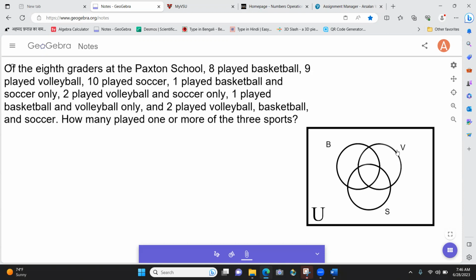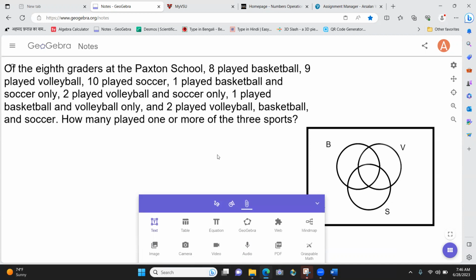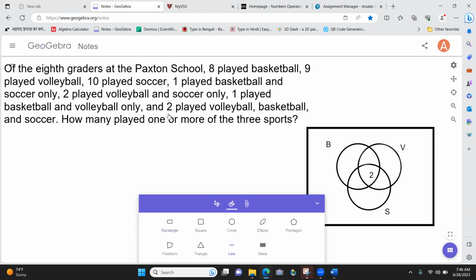Generally, when we have a problem like this, we start with the center. So the word only is very important when you're doing these problems. 2 played volleyball, basketball, and soccer. So you want to start with the center and start with 2. Get 2 played all 3 sports. Whenever you see the word only, pay attention. I'll tell you why. Okay, so I took care of that. And it's a good idea to underline it.